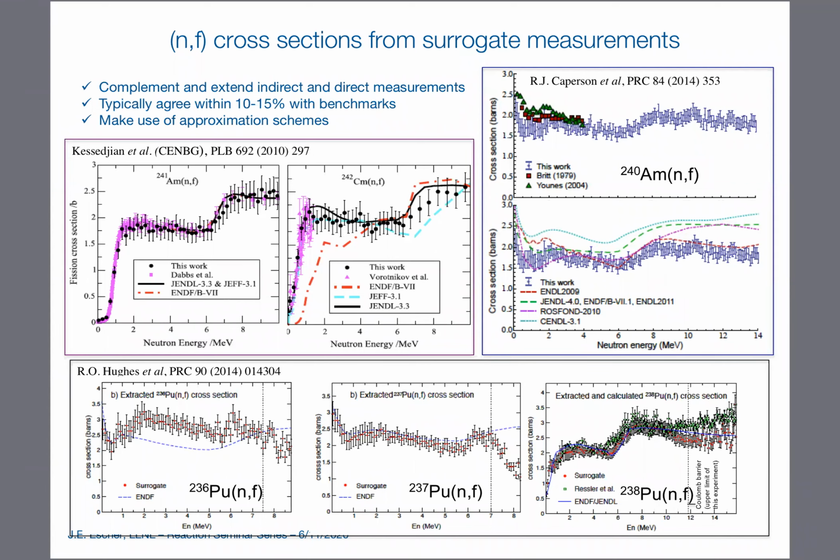These results here all use a simpler version of the surrogate method where you do not take into account that there are differences in the spin distribution. And in many cases that works very well, but if you look very carefully at very low energies or at the onset of second chance fission, you see some discrepancies. So I think there's clearly room for improvements by using more theory.